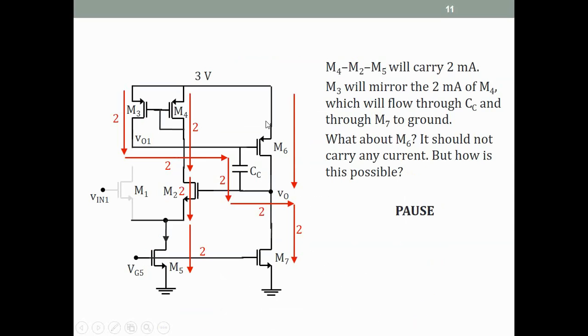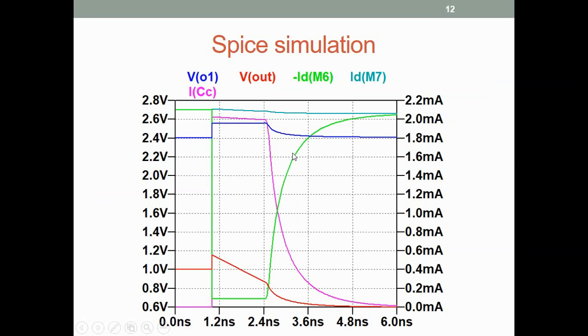So let's go back here. Of course, these 2 milliamps are without lambdas and all that. The simulation shows that this current is slightly larger than the capacitor current. M6 carries a certain current, and the current here determines how much M6 will carry. It turns out that with all the lambdas, this current is slightly less than 2 milliamps, and therefore the current in CC is slightly less than 2 milliamps, and that current continues to flow in M6. So that is what is happening.